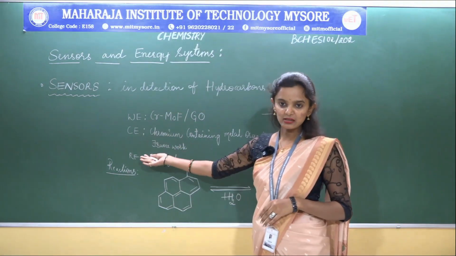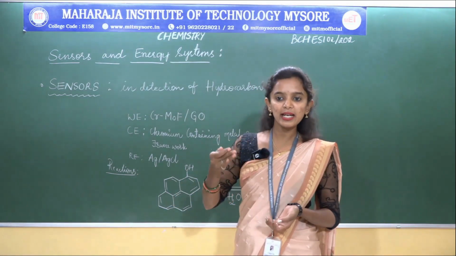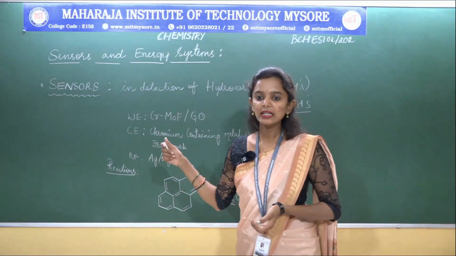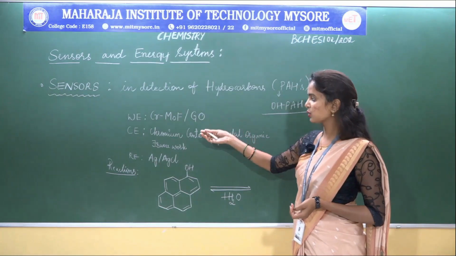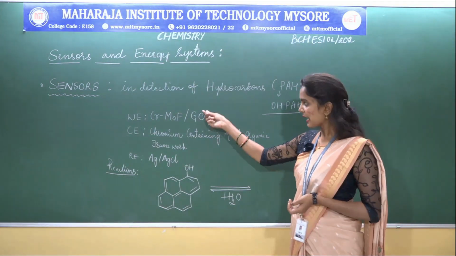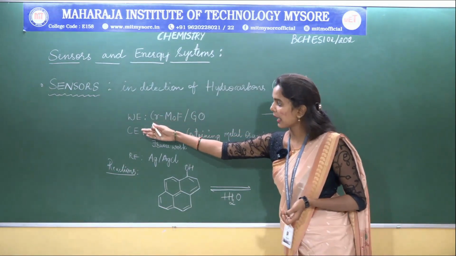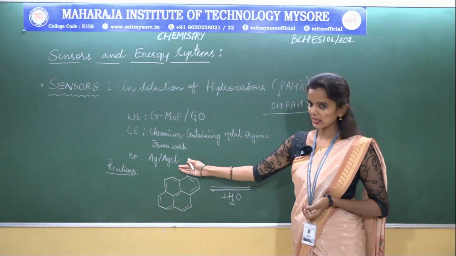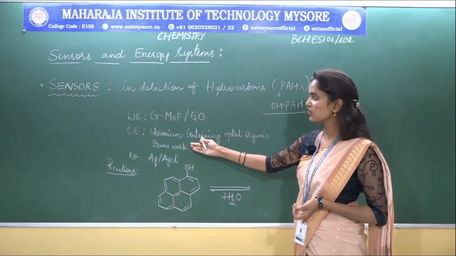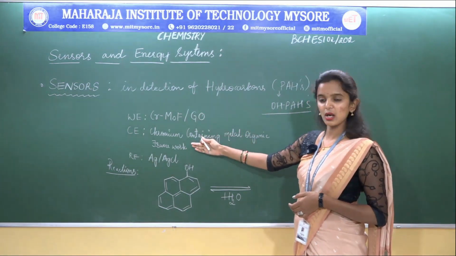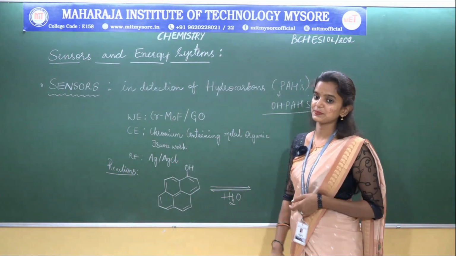As we all know, in the sensor, the electrochemical reactions occur at the interface, the surface of the analyte as well as the working electrode. In detection of hydroxypyrene, we use a working electrode, a counter electrode and a reference electrode. As you could see, a chromium containing metal organic framework is used as both the working electrode and the counter electrode, whereas Ag/AgCl is our general reference electrode.